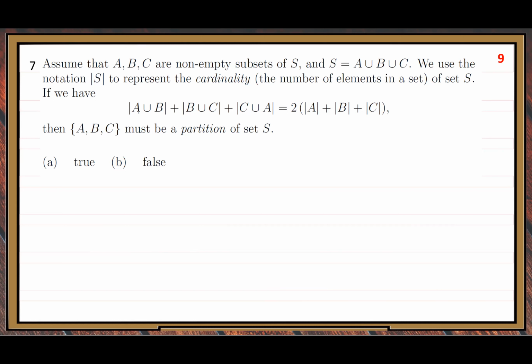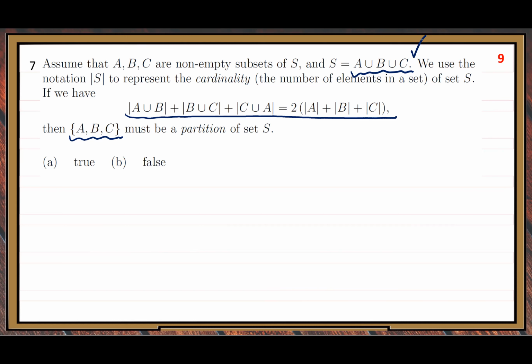But here we have this equality condition. Now the question is whether A, B, C form a partition or not. Let me review what conditions a partition should satisfy. First, whole set coverage: the union of the subsets covers the whole set S. So the first condition is satisfied.